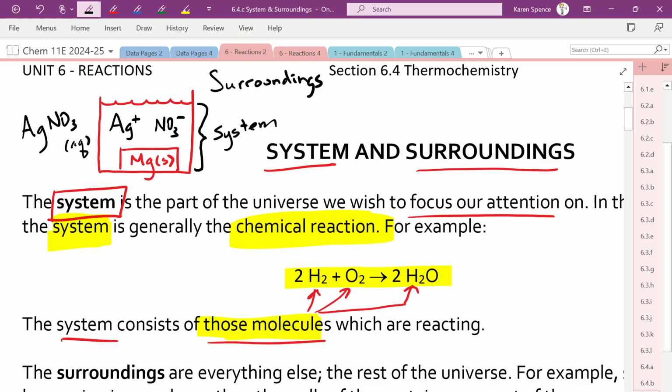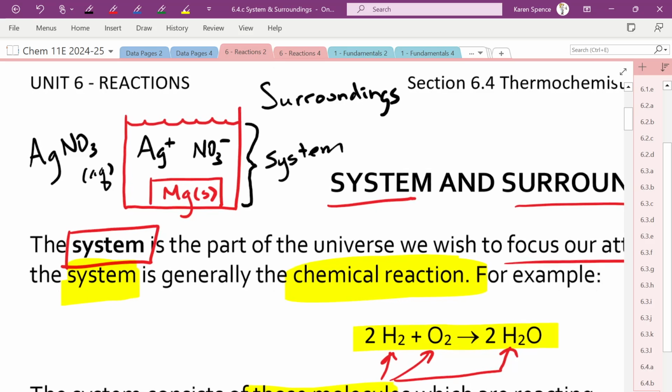What type of reaction would we be looking at in this system? Have a chat with your partner. What type of reaction would we be looking at in this system?